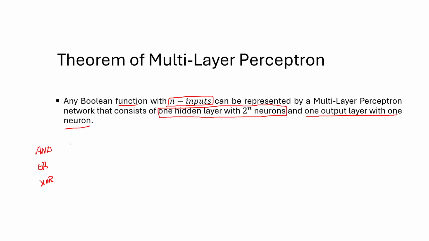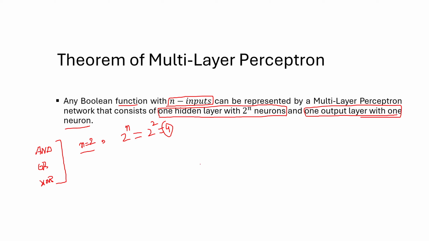So if we have such a Boolean function, such as the AND or exclusive OR, with two inputs, then n has a value of 2, and the multilayer perceptron designed to solve it will be made up of one hidden layer with 2 raised to the power n neurons. In this case, 2 raised to the power 2 is equal to 4. So such a Boolean function with only two inputs can be solved with a multilayer perceptron having 4 neurons in the hidden layer and 1 neuron in the output layer.